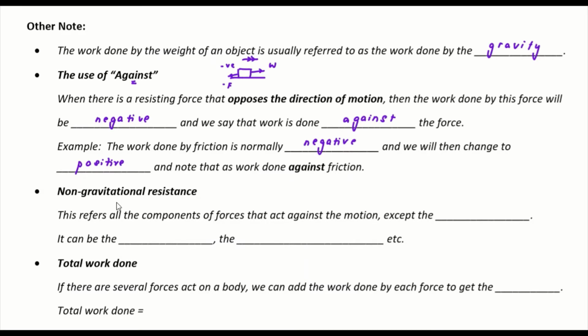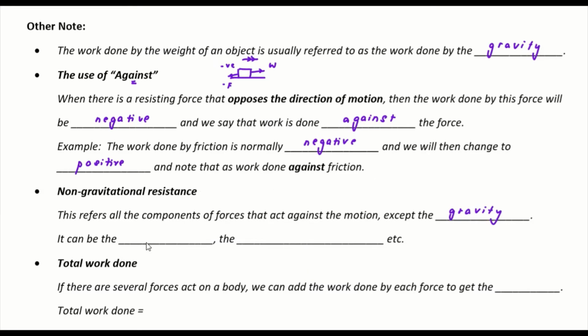Okay, then the next term that you'll be seeing is non-gravitational resistance. So it seems like a very high level of language, yeah. But the idea is pretty simple. You can see non-gravitational, so it's the resistance, right? So this refers to all the components of forces that act against the motion, which means all these forces are trying to avoid the motion from happening, except the gravity. Because from the term itself, you can read it like non-gravitational, right? So it's the resistance besides the gravity.